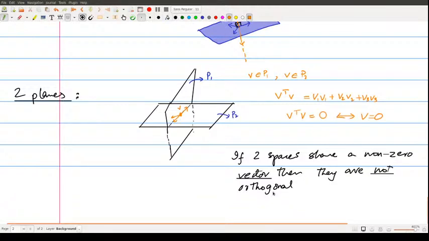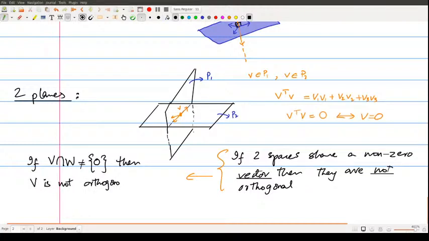Okay, so what can I do? Maybe I can write this more mathematically. A mathematical way of saying this is that if V is a subspace, W is a subspace, and their intersection is not the zero vector, that is, they have something in common, then V is not orthogonal to W. This is just a mathematical way of writing that they share some non-zero vector, right?